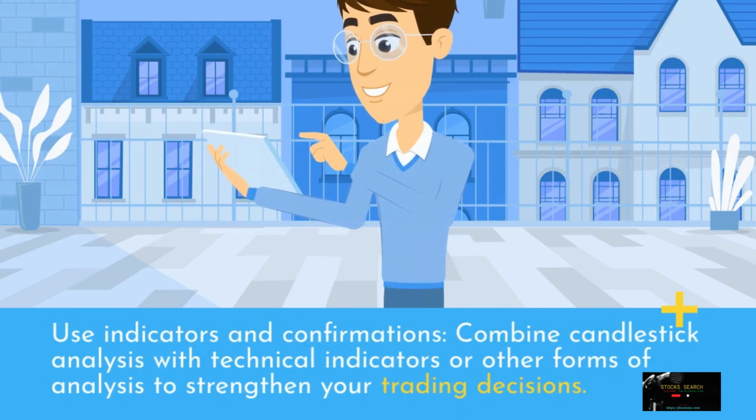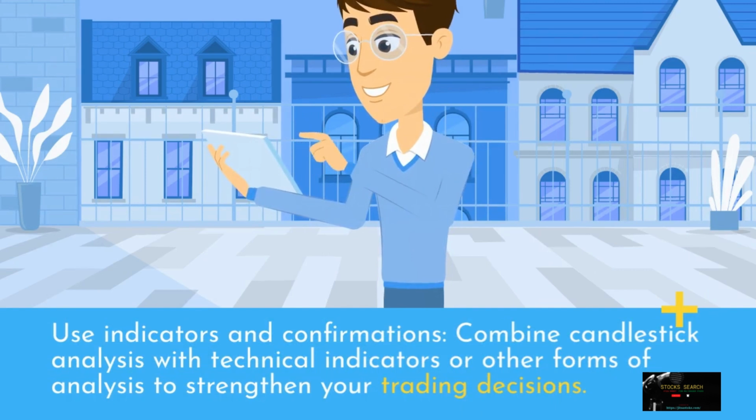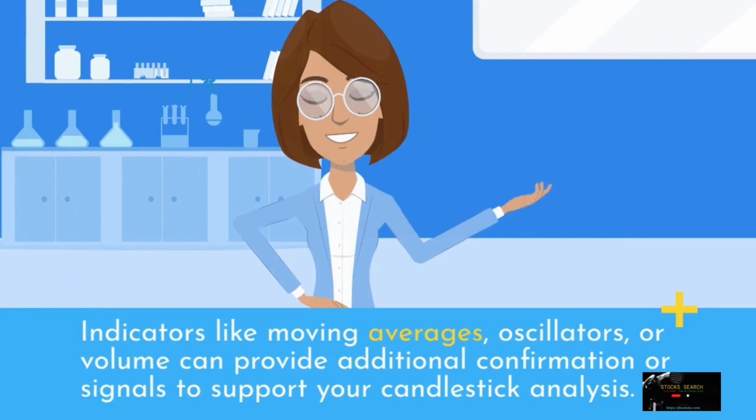Use indicators and confirmations. Combine candlestick analysis with technical indicators or other forms of analysis to strengthen your trading decisions. Indicators like moving averages, oscillators, or volume can provide additional confirmation or signals to support your candlestick analysis.